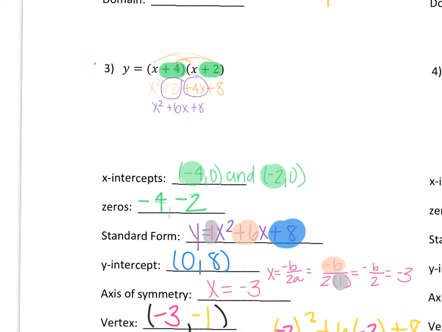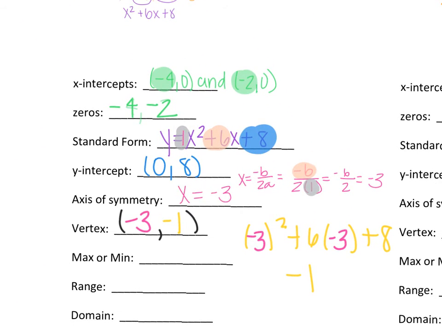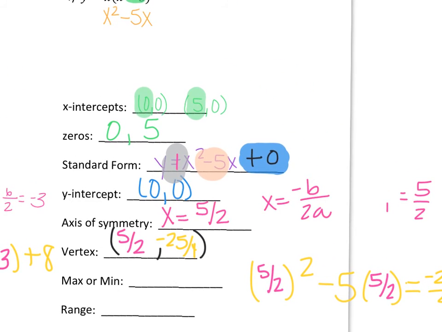Problem 3, I have in standard form y equals 1x squared plus 6x plus 8. So again, I know that this graph is going to open up, and the reason it opens up is because this 1 here is positive. So since it opens up, my graph has a minimum, and it also has a range of y's that are greater than or equal to. The minimum value of my function is -1, and the range is y is greater than or equal to -1, because that was the y coordinate of my vertex.